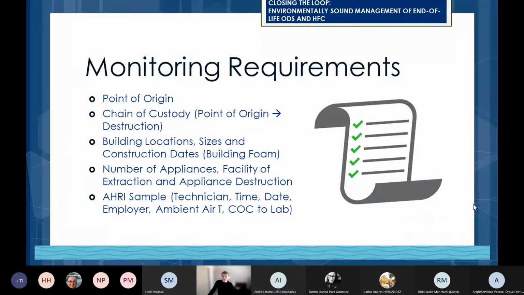If foam is being sourced, the building locations and construction dates where the building foam originated. Same thing for appliances, where they were sourced from. Samples of the gases are taken and sent to certain laboratories to understand the composition of the gas that's being destroyed so that you can quantify the greenhouse gas emissions.